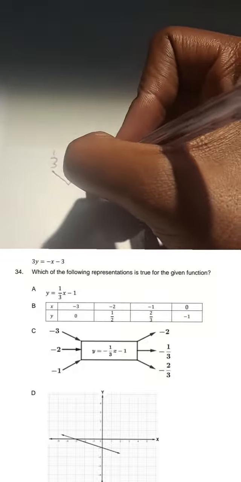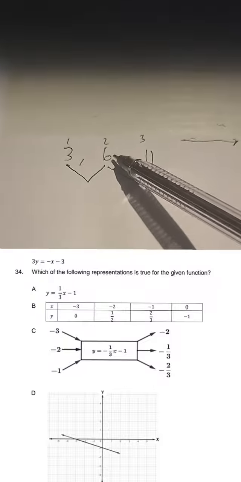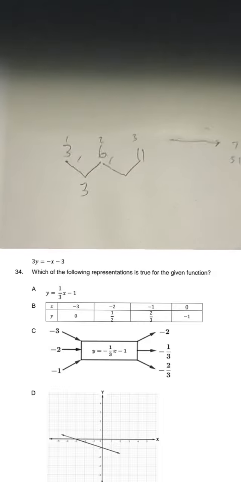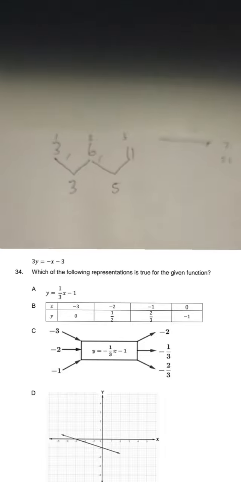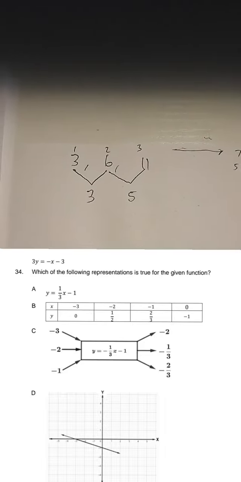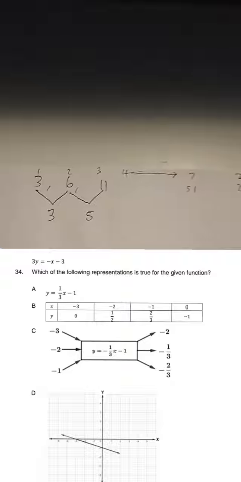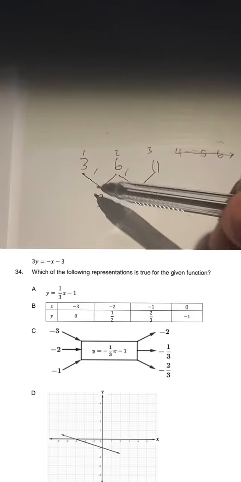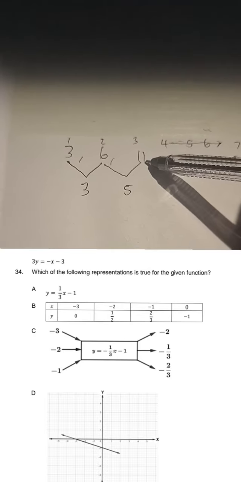Okay, so there's something you should notice here: your difference between 6 and 3 is actually 3. Your difference between 11 and 6 is 5. So it seems like there is a very visible pattern here. Let's just check: 3 plus 3 is 6, 6 plus 5 is 11. You see what's happening here?